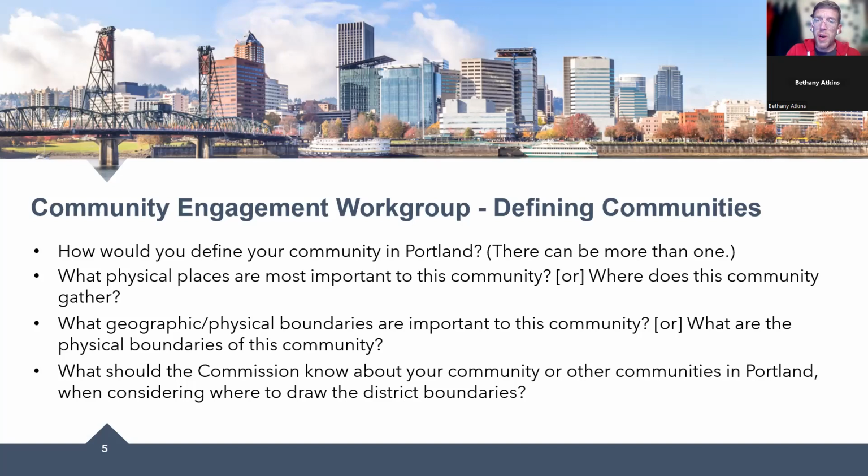And the questions are: How would you define your community in Portland? And there can be more than one. What physical places are the most important to the community? Or another way of saying that would just be, where does this community gather? What geographic and physical boundaries are important to this community? And what are the physical boundaries of the community? And what should the commission know about your community or other communities in Portland when considering where to draw the district boundaries?